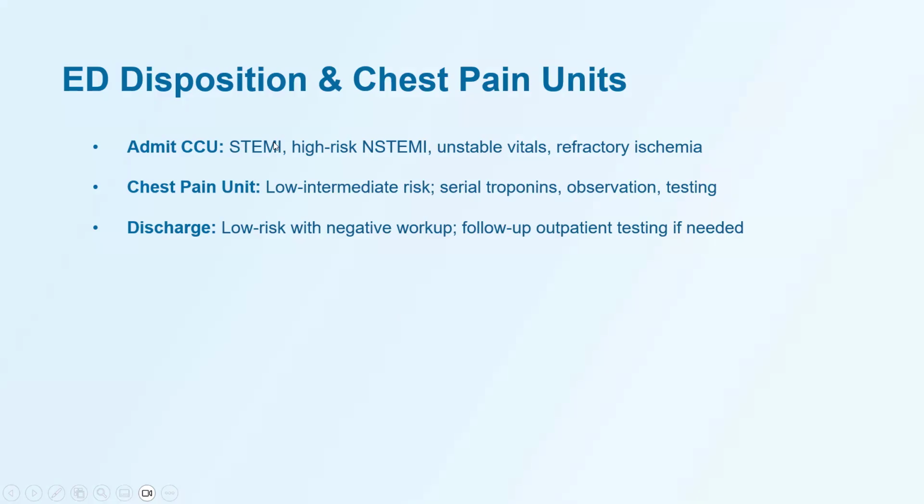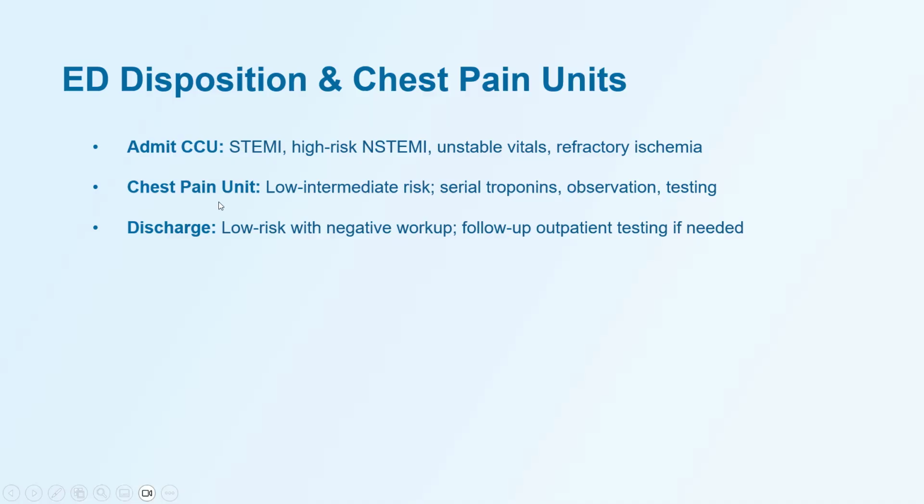Once we determine what is going on, what do we do? Do we send the patient to CCU, the coronary care unit or cardiac care unit? Yes, if they have STEMI, if they are high risk in STEMI, if they're unstable, they have unstable vitals, or if their ischemia is refractory to anticoagulation, etc.